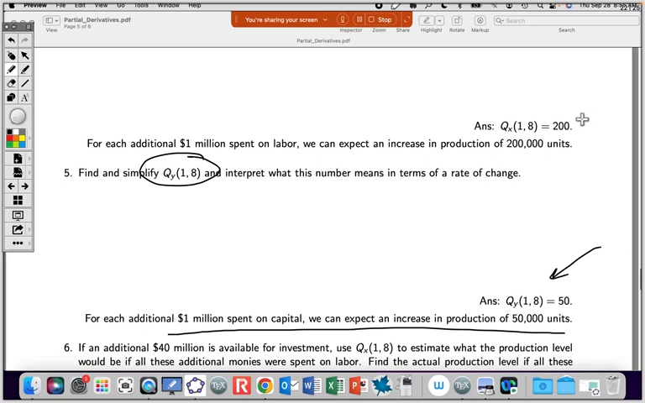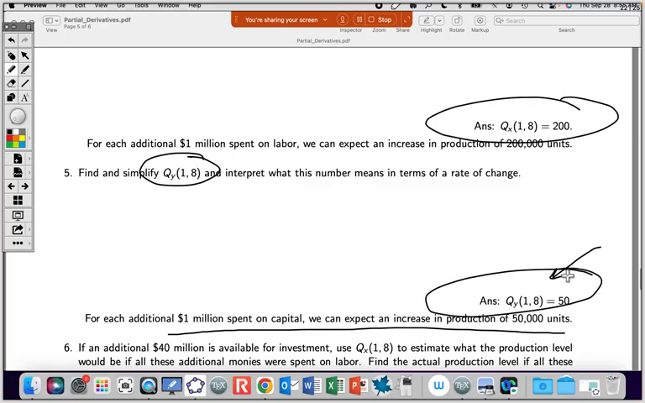So looking at our two partials here, let's say you had additional funds at your disposal and you wanted to invest and get the most bang for your buck. Would you put it into labor or would you put it into capital? And why?